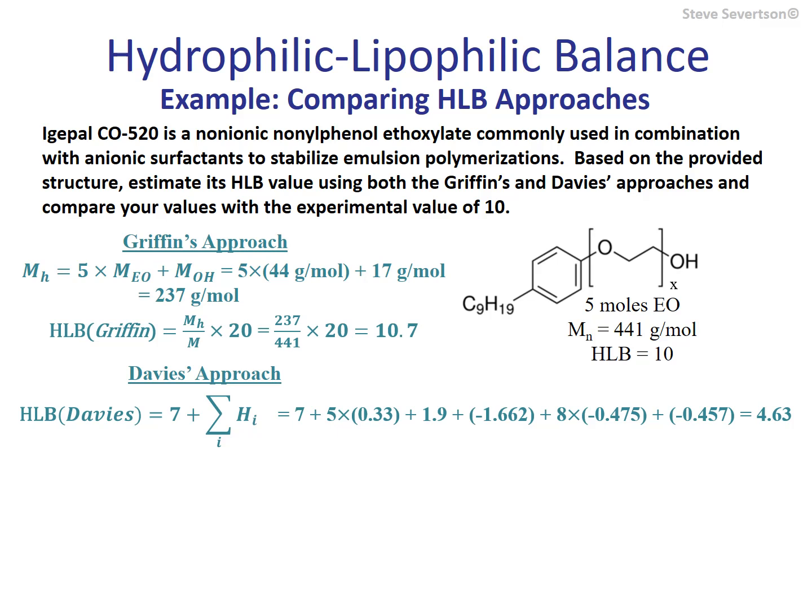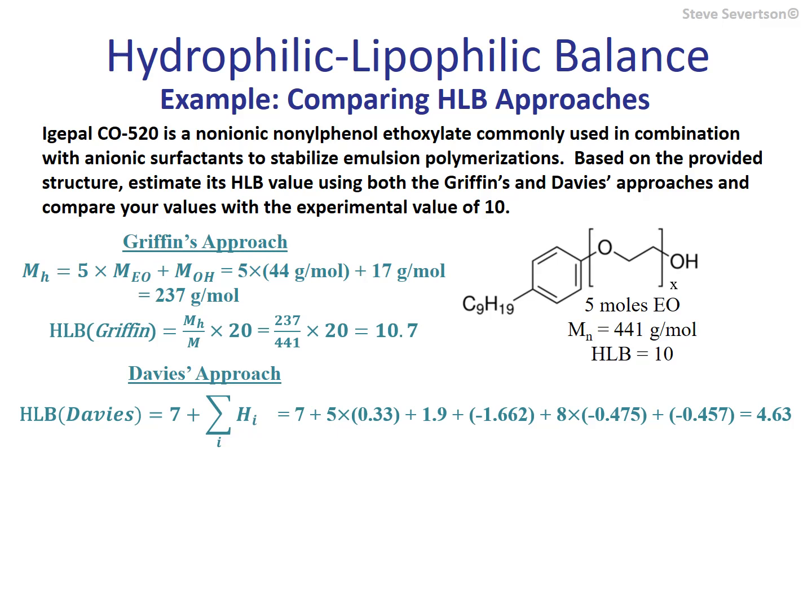So we have 8 methylene linkages multiplied by the contribution by a single methylene linkage, negative 0.475, minus the contribution from the methyl group, which is negative 0.457. We add all those up, and I get a value of 4.63, which isn't all that close to our experimental value, but we sort of expected this.